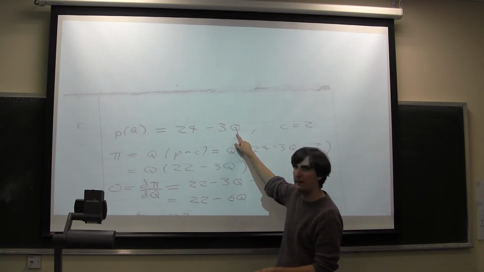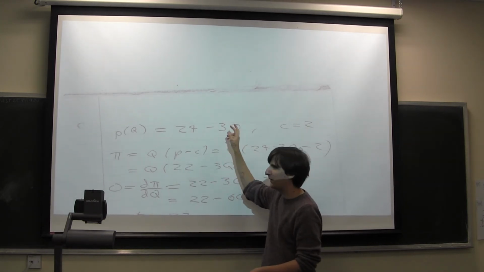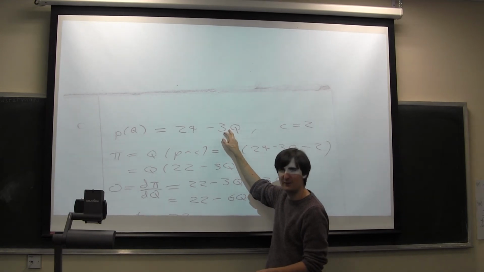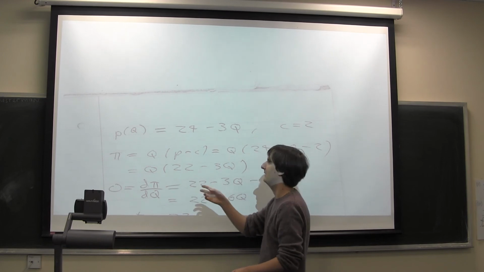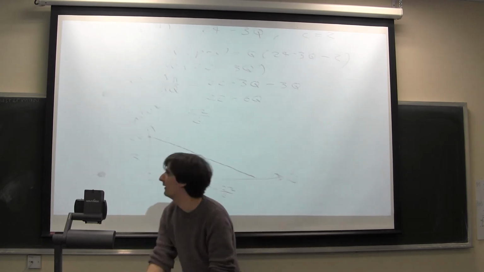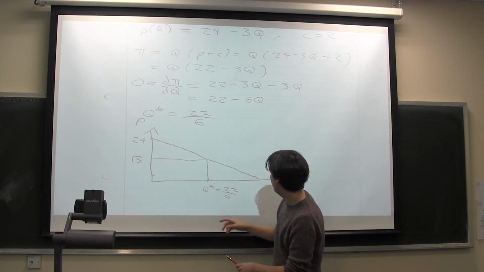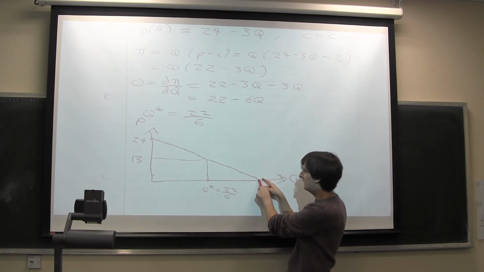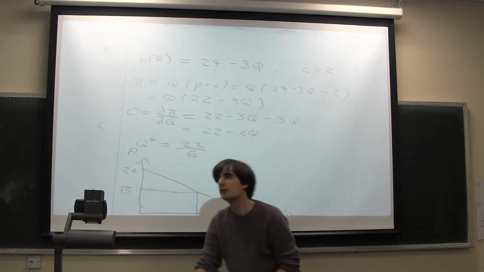So 3 times 22 over 6 is 22 over 2, which is 11. 24 minus 11 is 13. So that makes sense. So here's our triangle. What else do we need? We need this point as well. What's that point? How do we work out that point?